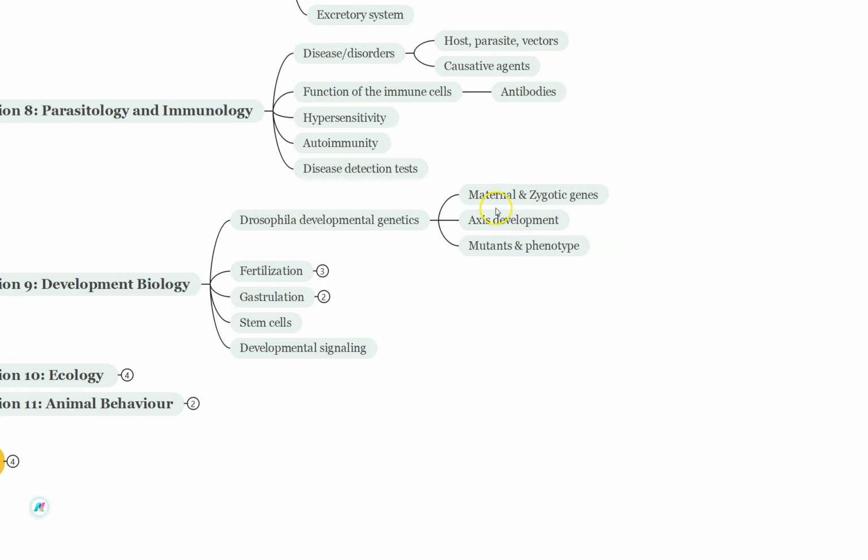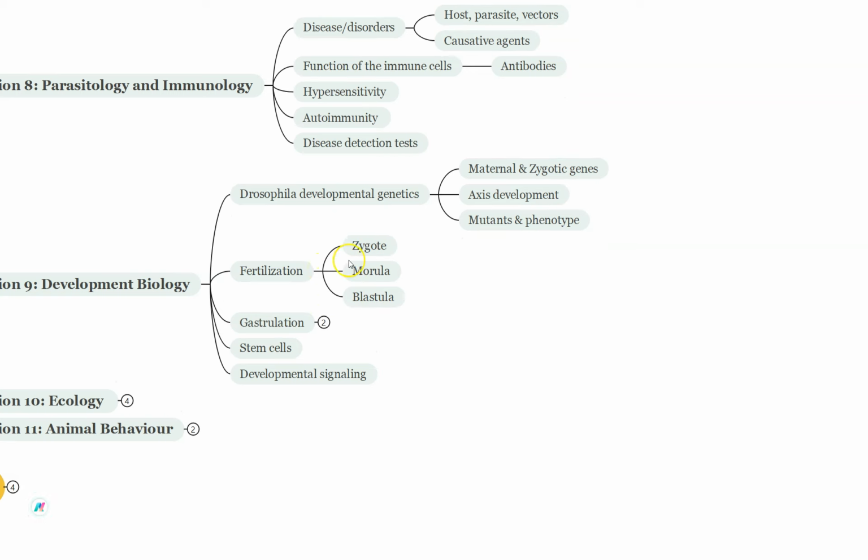Drosophila developmental genetics. The different maternal and zygotic genes and also the axis development and formation and what is the effect of the mutants. What will be the effect on the phenotype. Then we have fertilization, how the zygote forms, how the morula forms, how the blastula forms and what are their special characteristics and processes involved.